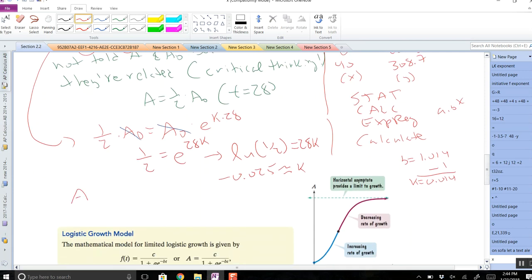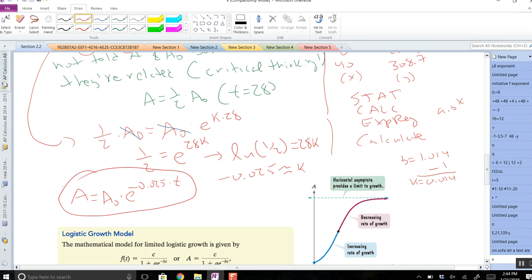So your model is this. A equals A0 times E^(-0.025T), where K is negative, so this is decay. We don't know what A0 could be for this particular situation, because it really could be anything you're starting with.